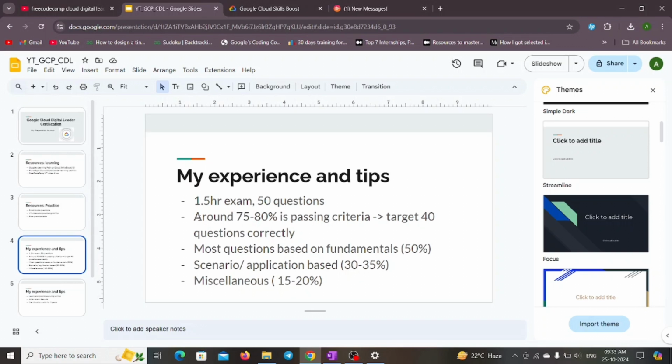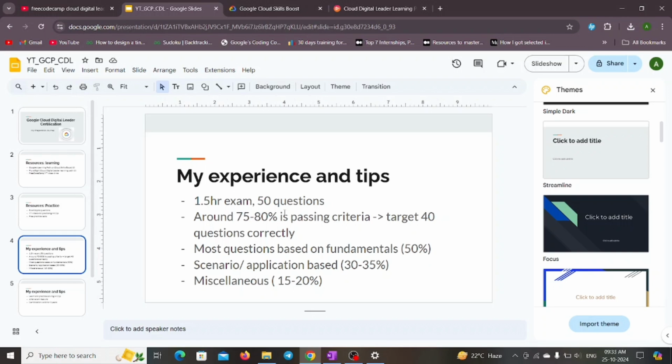So, about my experience. This exam is 1.5 hours long, and it has 50 questions that are to be attempted in 1.5 hours or 90 minutes. The passing criteria is not officially given by Google, but it is around 75 to 80%. So, a good target would be getting at least 40 questions correct.